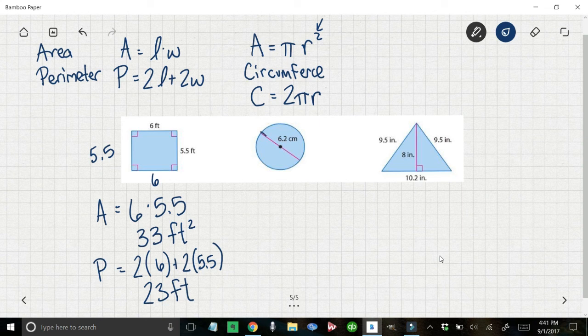So in this picture here, this is not the radius, it's the whole diameter that they give you. So before I'm able to plug these numbers into the formula, I just need to take half of this diameter, which is 3.1, and that's going to be my radius. So for area, area would be pi times the radius squared, so pi times 3.1 squared.